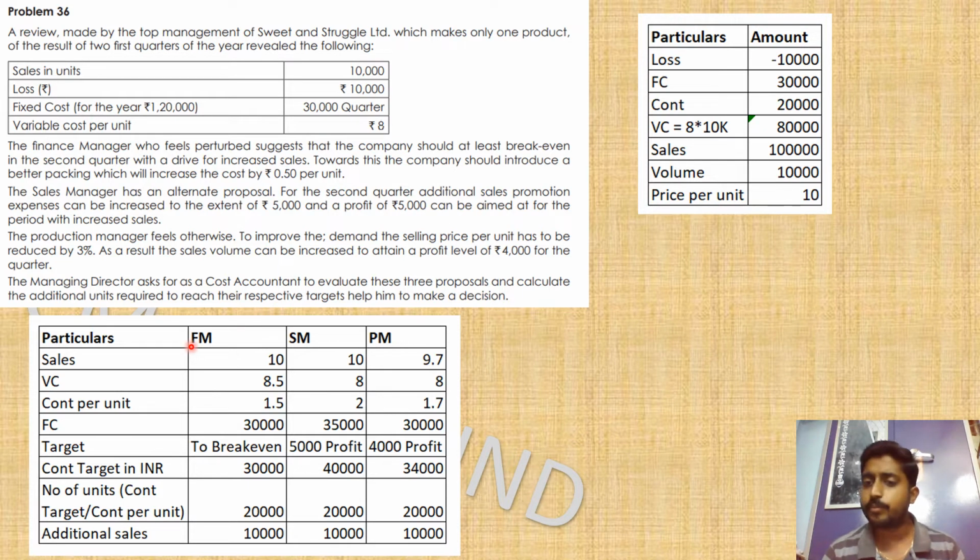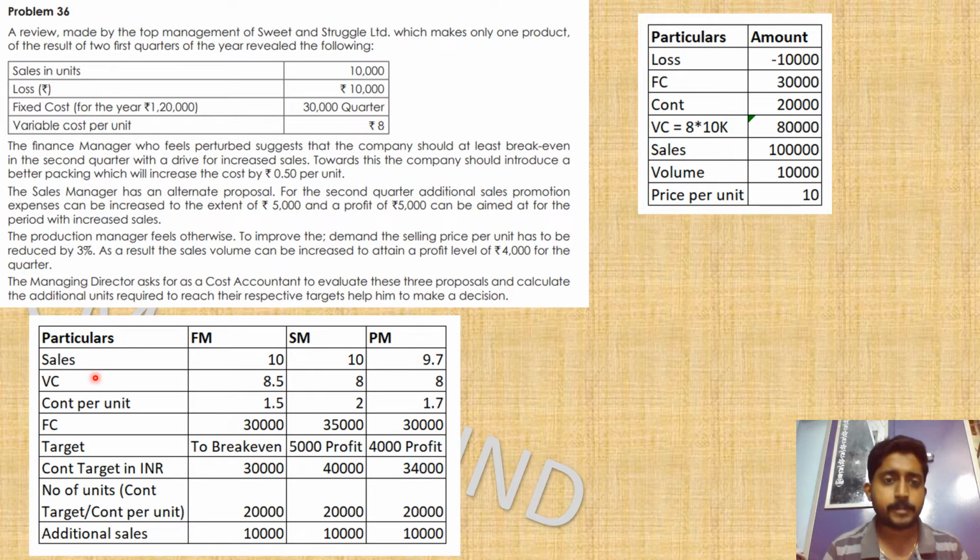Now I am going to put all three proposals for decision making. FM is the finance manager, SM is the sales manager, and PM is the production manager. For all of them, let's see what the selling price is. The selling price is 10 rupees, which we have calculated here. The finance manager does not ask for any change in the selling price. The sales manager is also okay. But the production manager says cut the selling price by 3%. So 10 rupees will become 9.7 rupees, which is just 97% of 10 rupees.